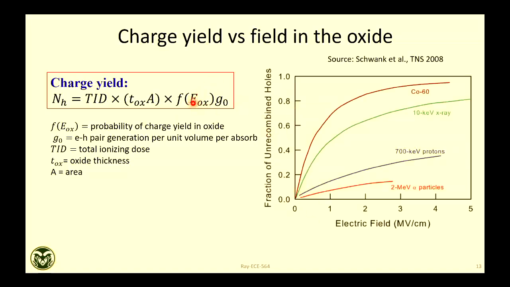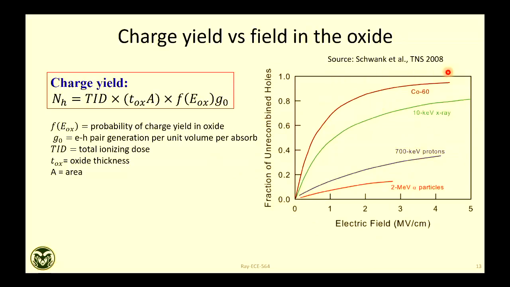So this is the probability factor that I talked about. That's why the maximum is 1. It depends on what the electric field in the material is. If you put a high gate voltage, there is a high field in the oxide. That means after ionization, there is more chance that the electron and hole will be separated. If there is no field in the oxide, then after ionization they can recombine again and your charge yield probability will be 0. So this chart is experimentally derived.